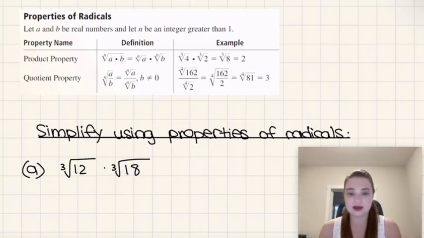Today, we are going to be going over properties of radicals and simplifying these radicals using these properties. So, there's two properties we'll go over today. First one is product property, then quotient property.